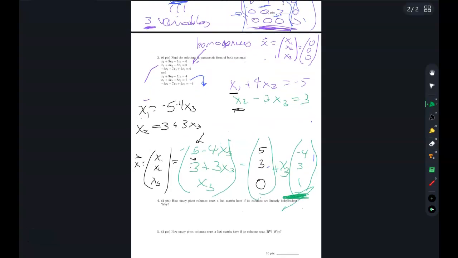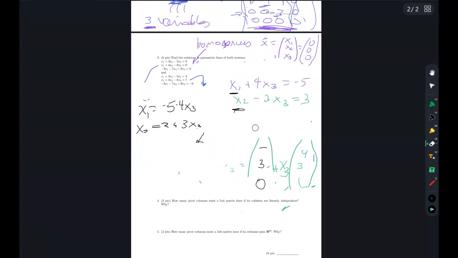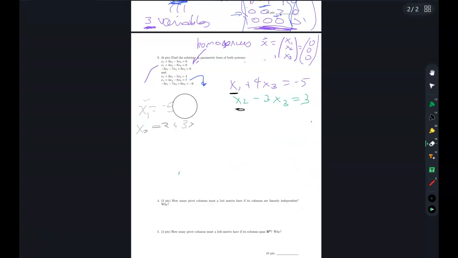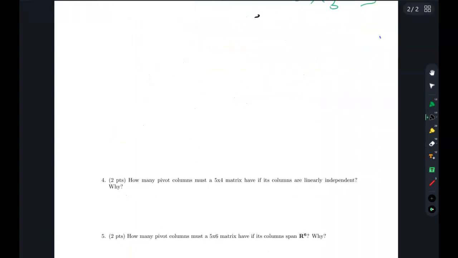So finishing off this page, let me erase so I can have room to work. For these next two, for number 4 and 5, it would be really useful for you to draw a picture, even just putting down little X's so that you could see the size of the matrix to understand what is possible. Let me make it bigger here.